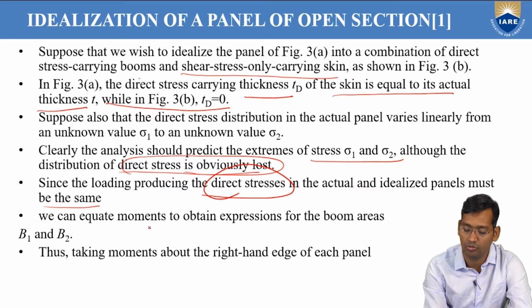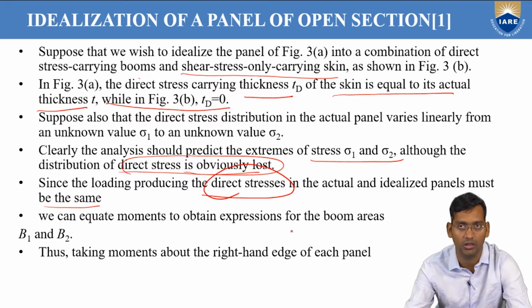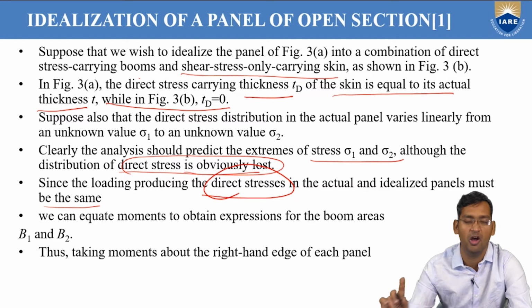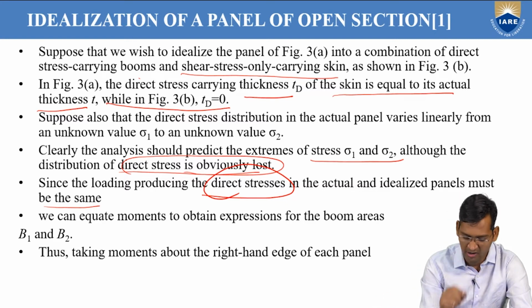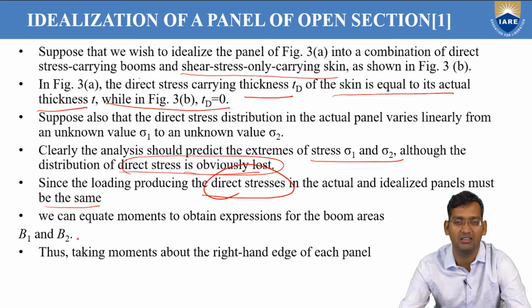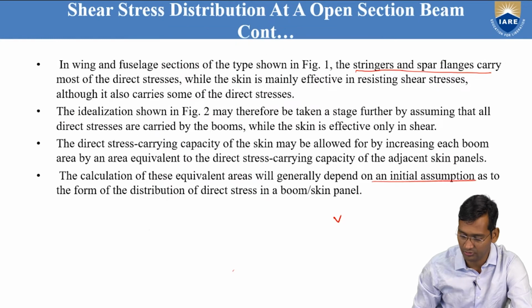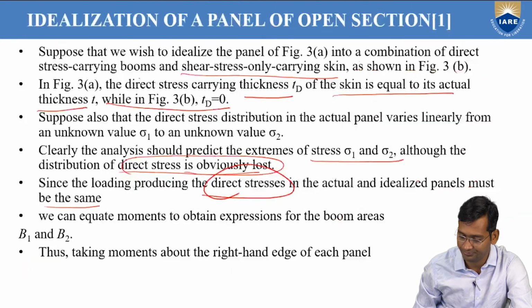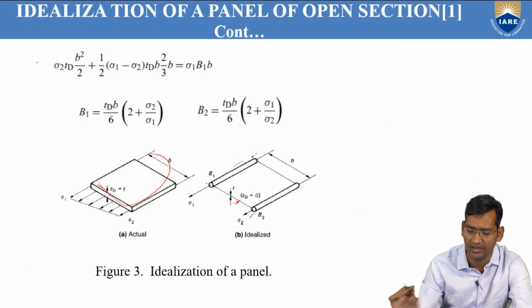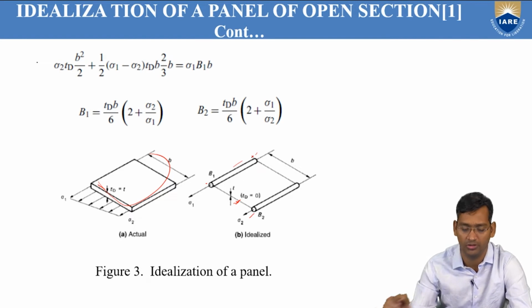We can equate moments to obtain an expression for the boom area. So just take the moment of both and then equate them to get B1 and B2, the boom areas. B1 is the area of the first boom, B2 is the area of the second boom. Thus, taking moments about the right hand edge of each panel, just take the moment about the right hand edge of this panel and equate it.